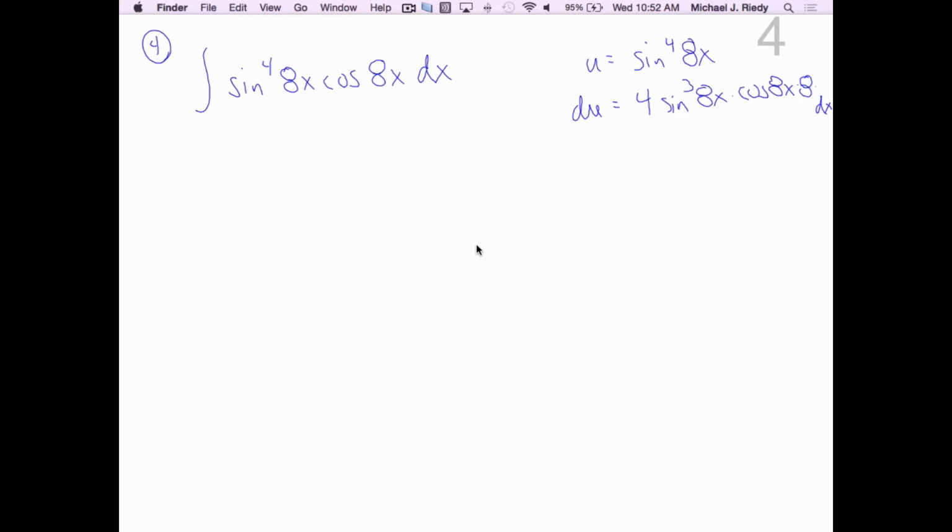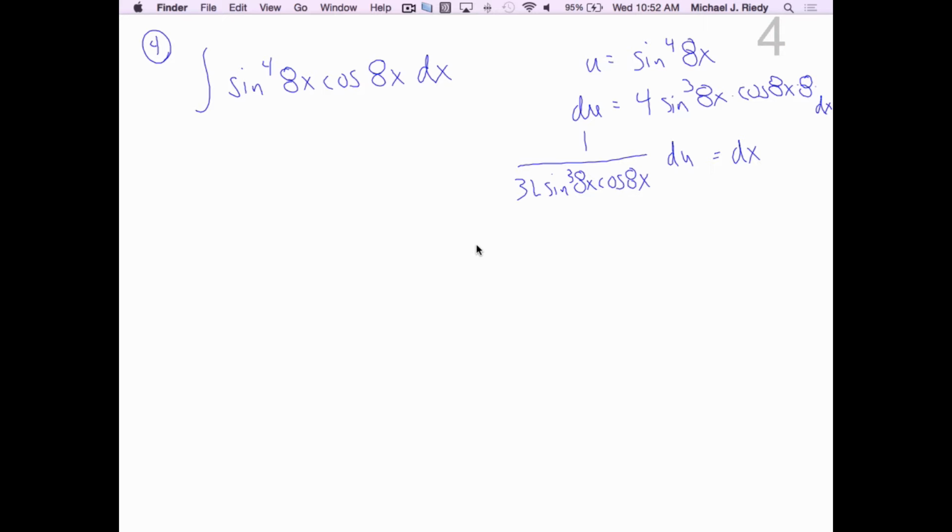How are we feeling about that choice for u there, Peter? I don't like it. It's really long. Too much work? Too much sine and cosine. All right, well, if we solve for dx, we've got a du there, and then this whole thing is in the denominator. So 8 times 4 is 32, sine to the third 8x, cosine 8x.